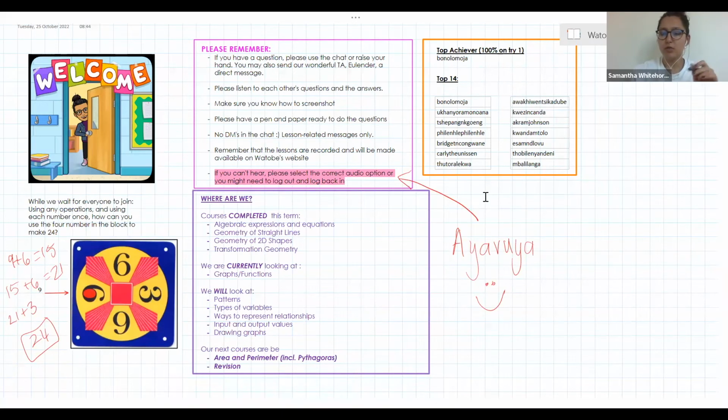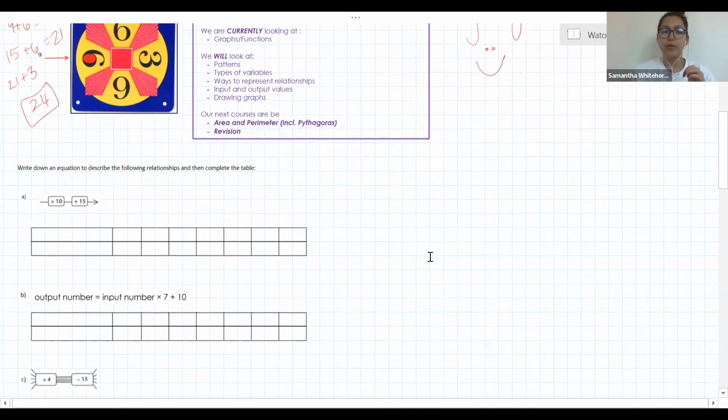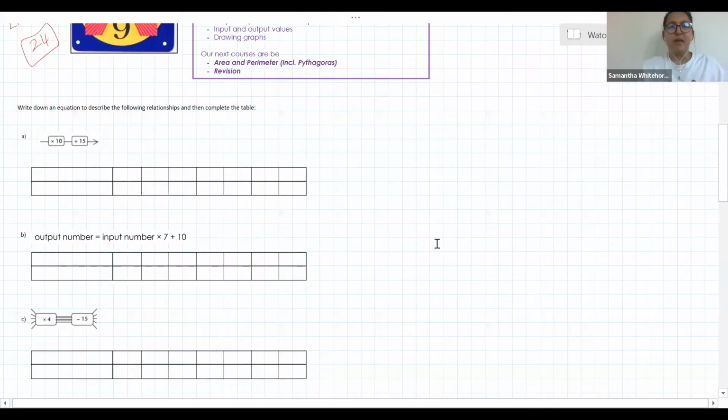In our last lesson, we were talking about different ways that we can represent relationships. We didn't get through all of them, so we're going to finish off and recap what we do know. And then we're going to move into starting to draw graphs. I'll explain drawing graphs as we go along.